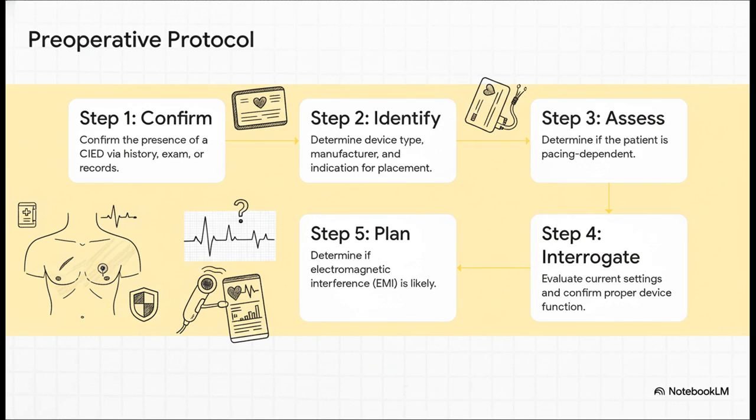This preoperative evaluation is the foundation for everything. Step 1, simple. Confirm the device is actually there. Step 2, find out what it is. Who made it? Why was it put in? Step 3, and this is huge, are they dependent on it? Does the patient have a survivable underlying rhythm?